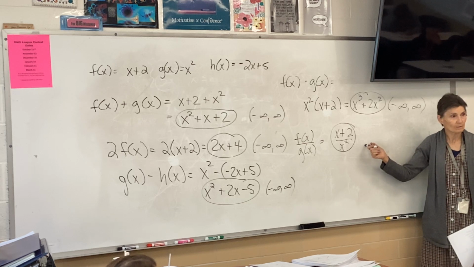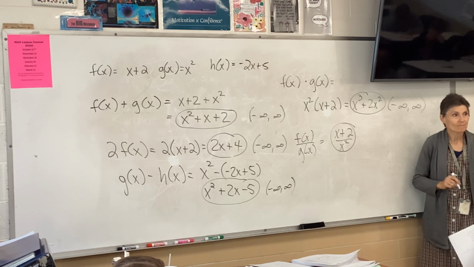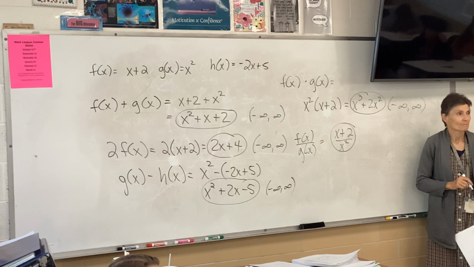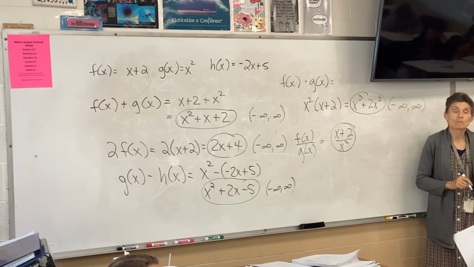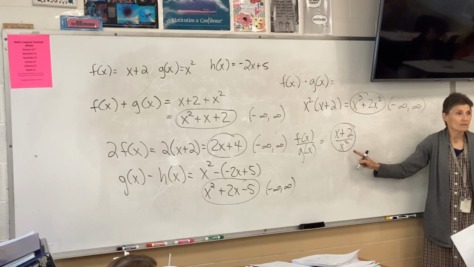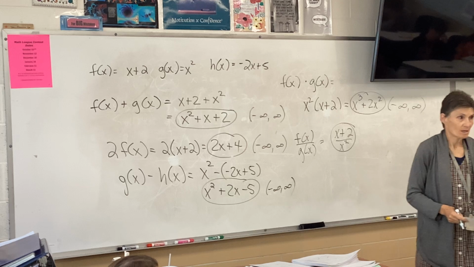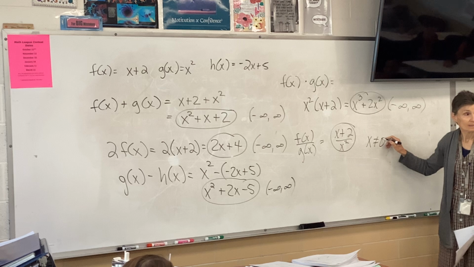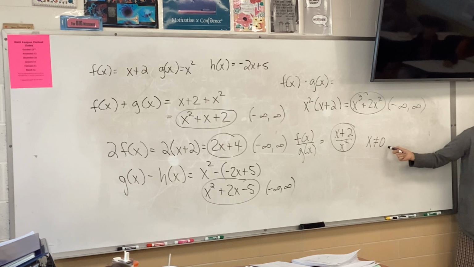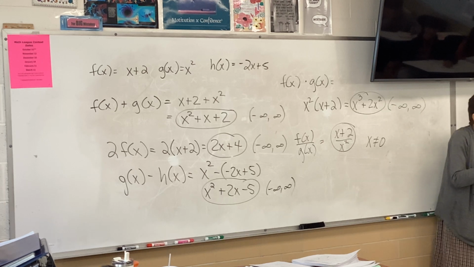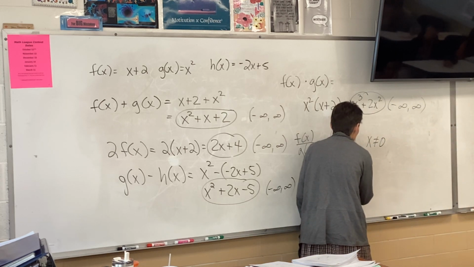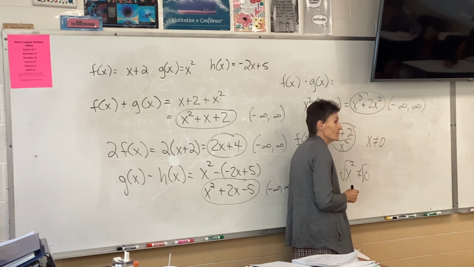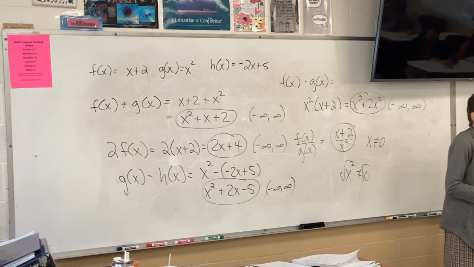Connor? Uh-oh. What's this domain? Is it all real numbers? It would be, except we have a denominator. So what's our rule for denominators? Whatever is in the denominator cannot be 0. So x cannot be 0. Everything except 0. Well, okay, but if x squared can't be 0, then what does that mean about x? The x can't be 0. Okay?